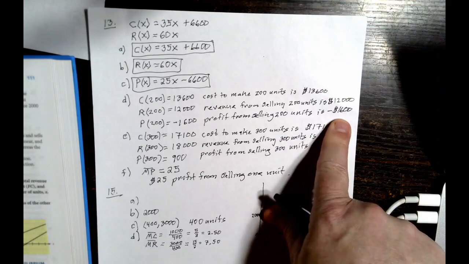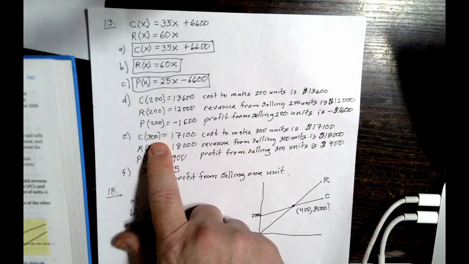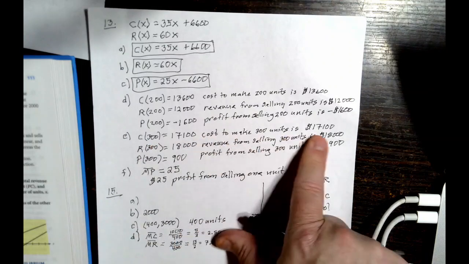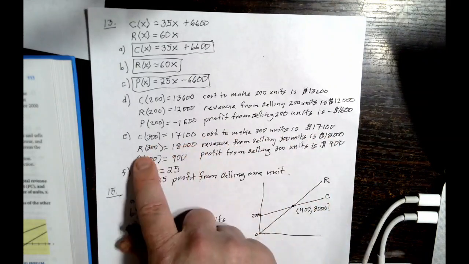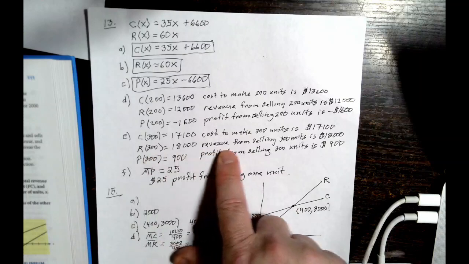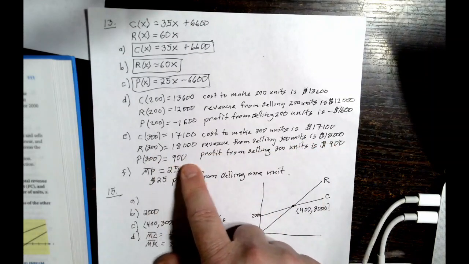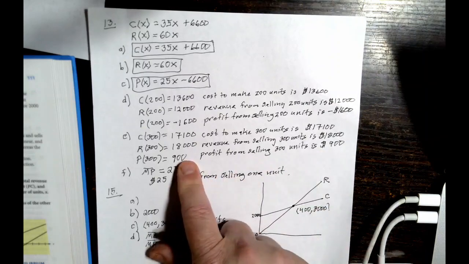You're losing money. Okay, so now let's plug in 300. Now your cost of making 300 units is $17,100. The revenue from selling 300 units is $18,000. And now your profit is a positive number. It's positive $900. Now you're making money.